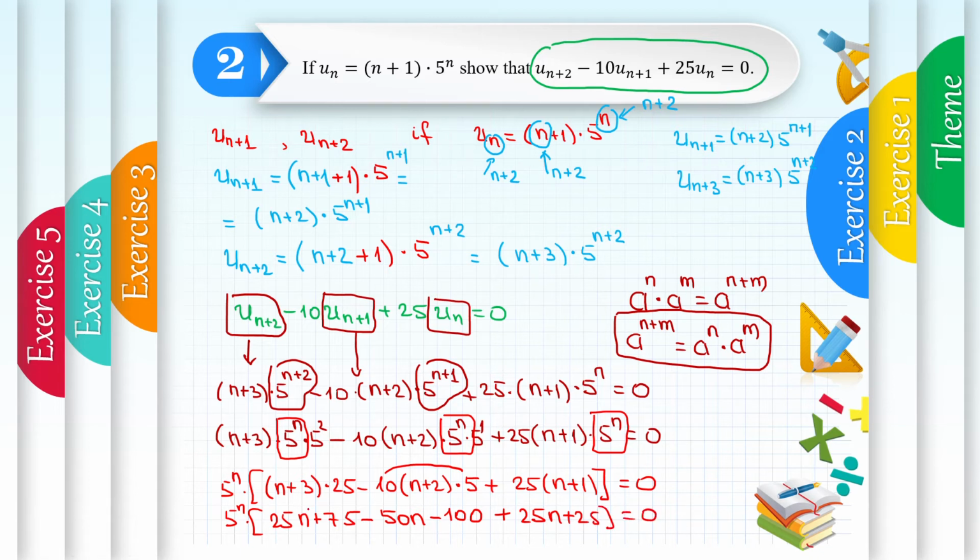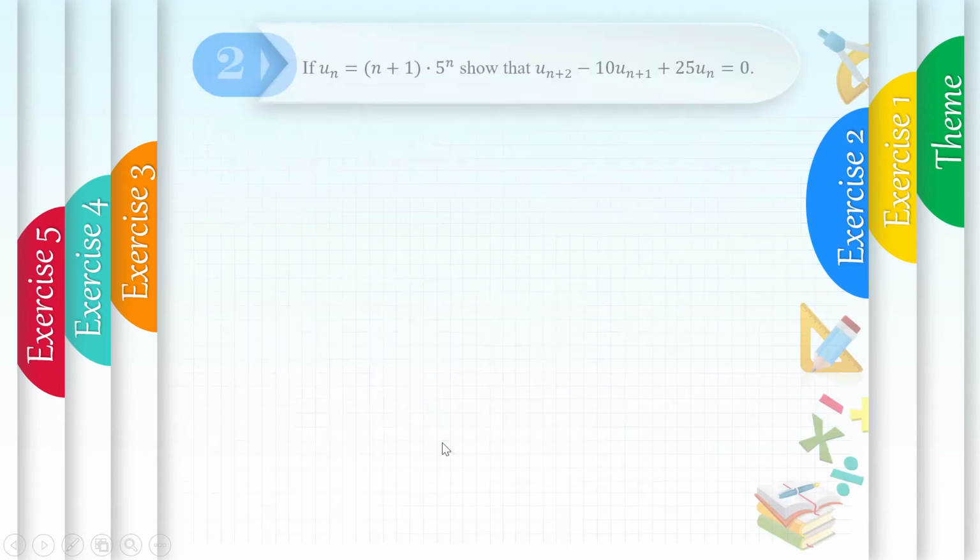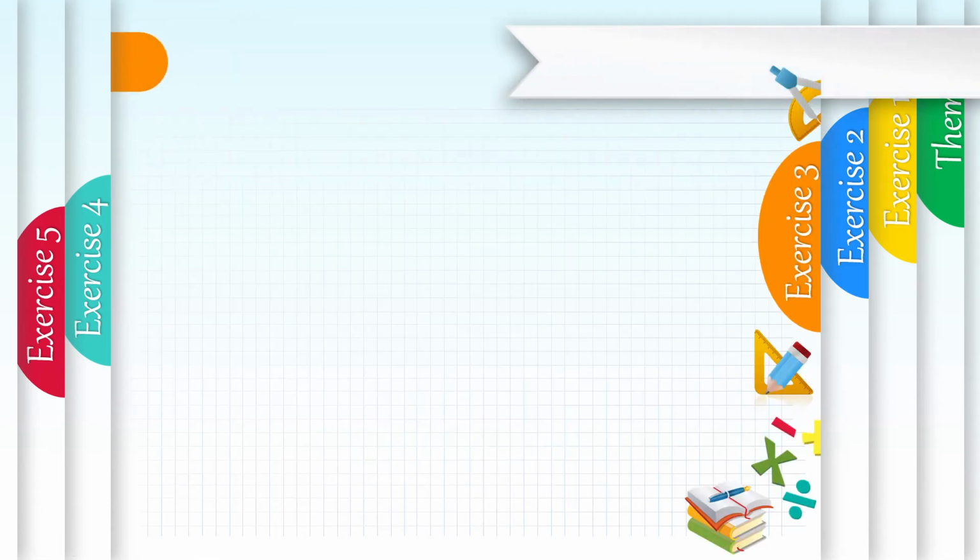And in reality, 25n plus 25n minus 50n is 0. 75 plus 25 minus 100 is 0. So we get 5 to n multiplied by 0, which in fact is 0. So we showed that the expression is equal to 0. And this was the second exercise. Let's move next to the third exercise.